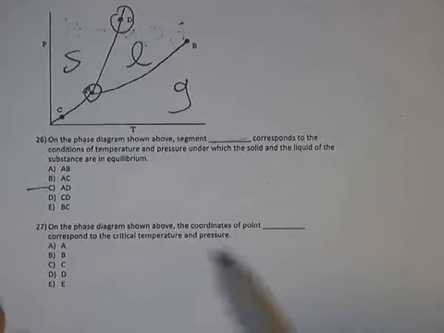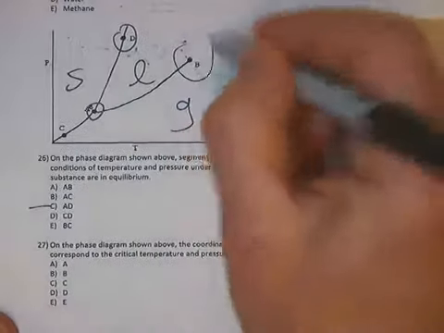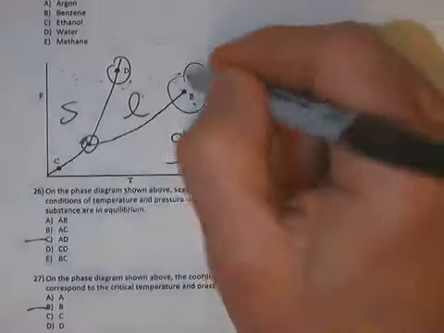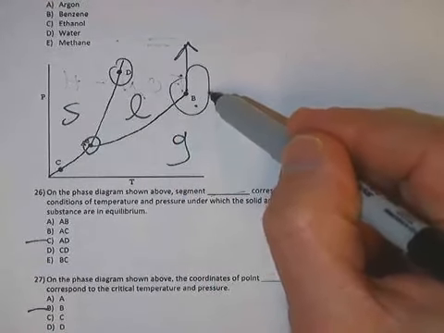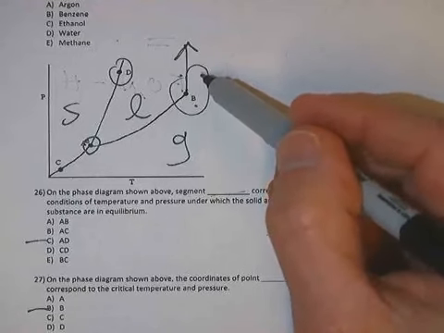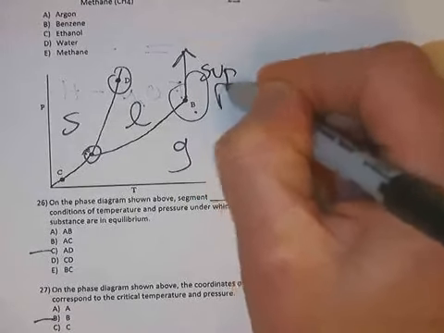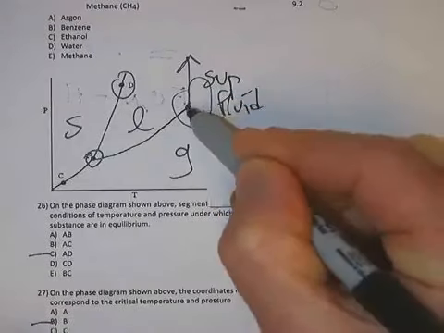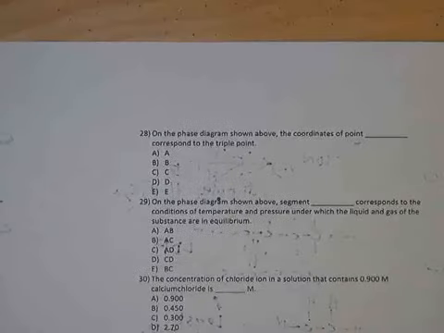Phase diagram questions. There's a lot of these on the test. I think there's 7 phase diagram questions on there. Blank segment corresponds to the conditions of temperature and pressure where the solid and liquid of the substance are at equilibrium. Remember, this is solid, this is liquid, this is gas. That's true of all phase diagrams. And so where is the solid and the liquid in equilibrium? Between here and here. So that would be A to D, which is letter C right here.